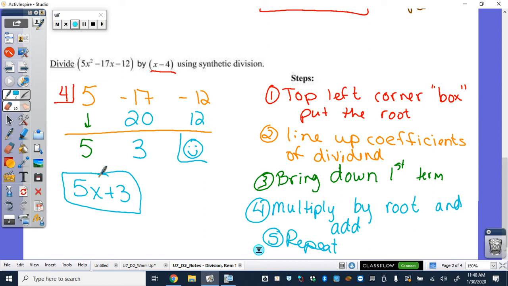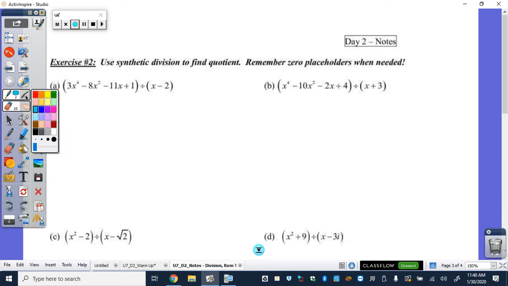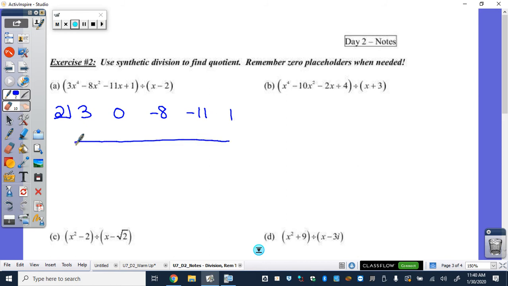All right, let's try a few more. So letter A, always check your polynomials to make sure it doesn't have any missing terms. Because a lot of people just get in the habit and start going with things and you miss those missing spots. Like this first one is missing your x cubed. So our coefficients should be 3, 0, negative 8, negative 11, and 1. You got to put those 0 placeholders, especially in synthetic division. It will completely throw off your entire answer if you don't.